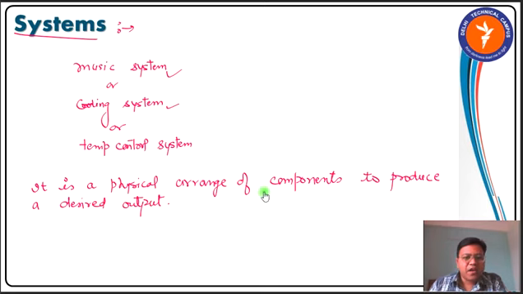So suppose we have certain components, and if they are arranged in a proper manner, and this arrangement is producing a desired output on exciting it with a particular signal, then that particular arrangement can be termed as a system. There is a bit of correction: I would like to write a systematic arrangement.